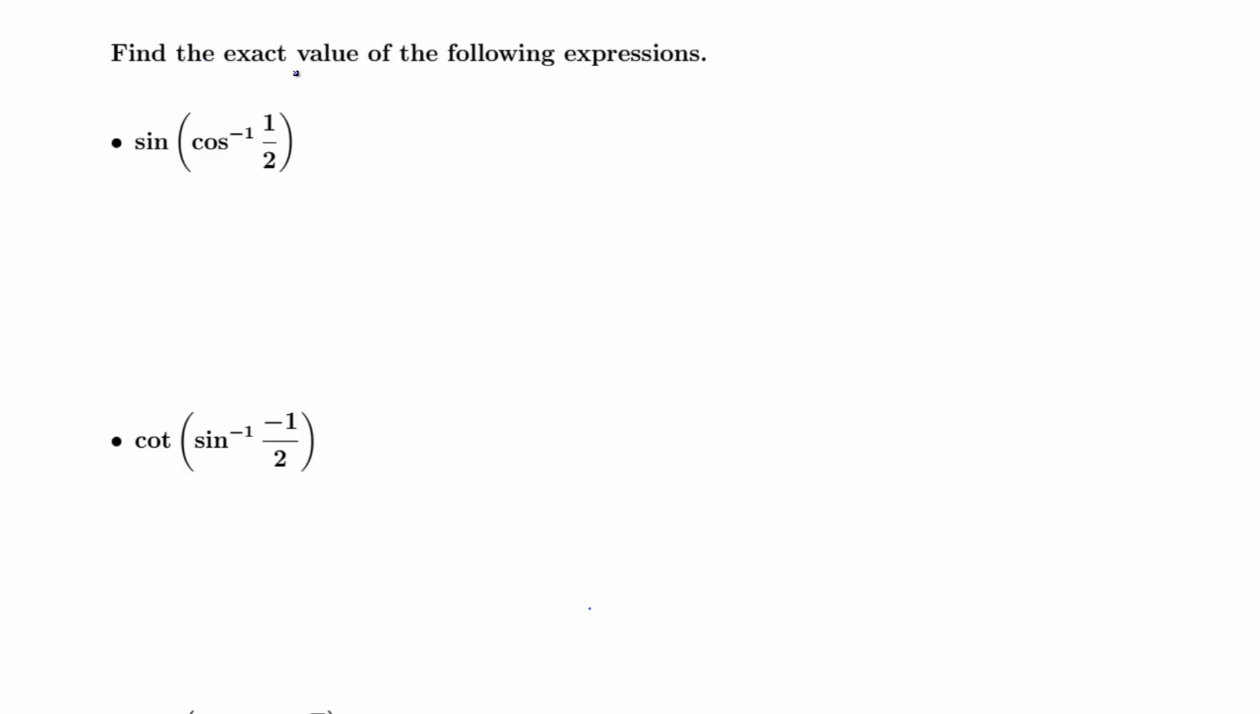Find the exact value of the following expressions. So you got sine of cosine inverse 1/2. Here, sine of cosine inverse, so we're going to work on the inside first. Cosine inverse of 1/2 will give us an angle, and we'll evaluate sine of that angle. So cosine inverse of 1/2 means cosine of which angle gives us 1/2. So what is this angle?